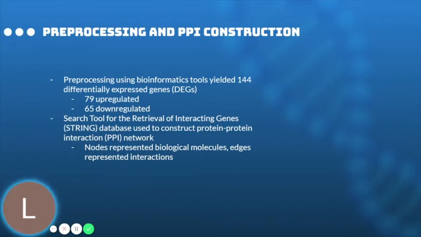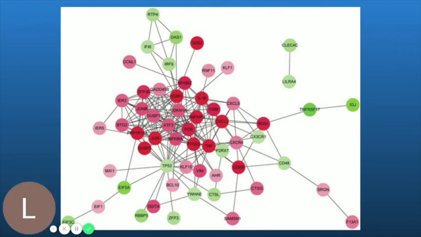So with this information in hand, they used the Search Tool for the Retrieval of Interacting Genes, which is a database, to construct a protein-protein interaction network. This network represents biological molecules, most likely proteins, as nodes and edges as interactions between these different proteins. So one protein might upregulate another protein, or it might downregulate another protein or gene or something like that. So here is an image of their gene regulatory network.